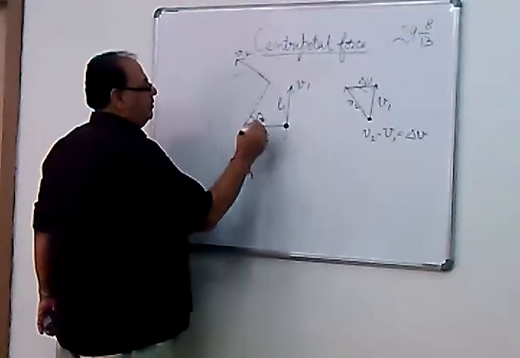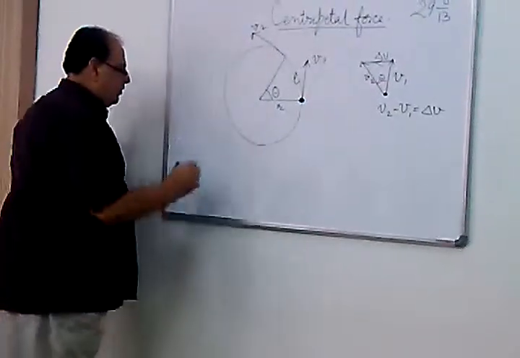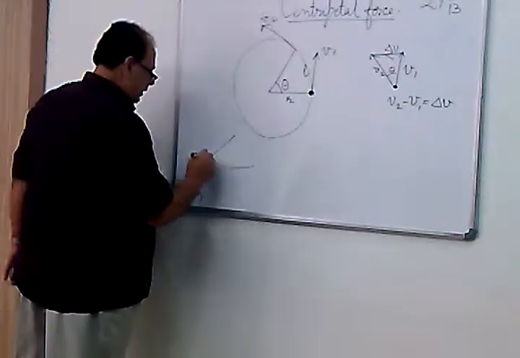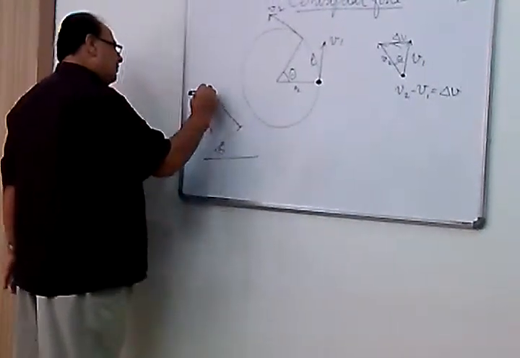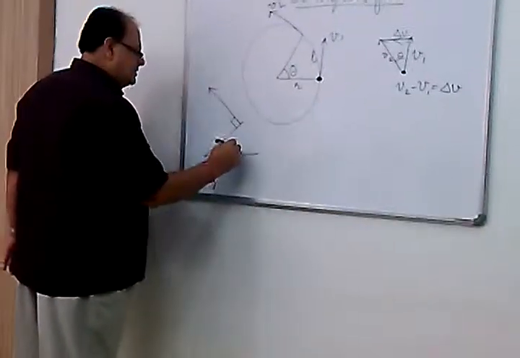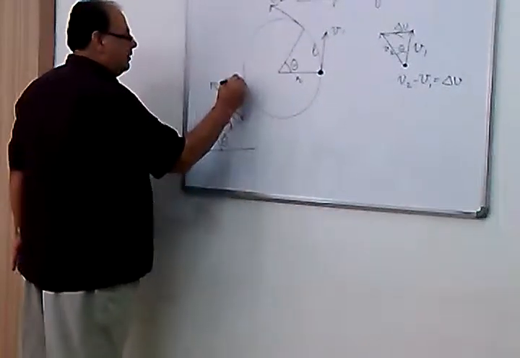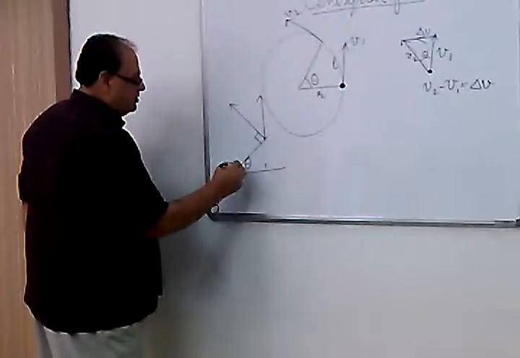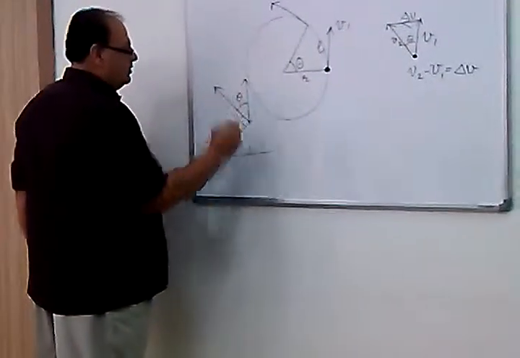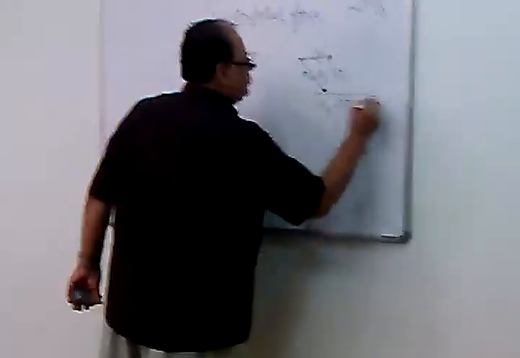If the angle between these two positions is theta, this angle also has to be theta, because there is a theorem that the angle between two lines, let us say theta, is also the angle between the perpendicular lines. If this is perpendicular to this line, and this is perpendicular to this line, and the angle between these two lines is theta, this also is theta, you can prove it. So if this angle is theta, this angle is also theta. This is the first relation which you should know.